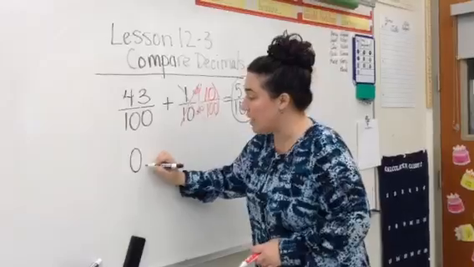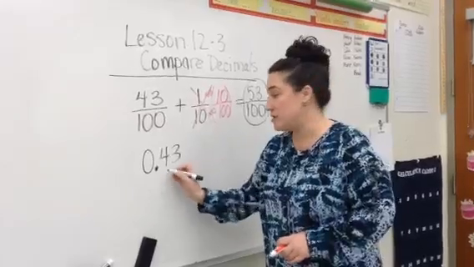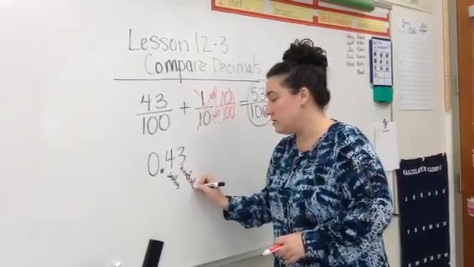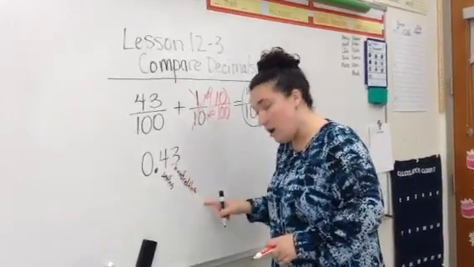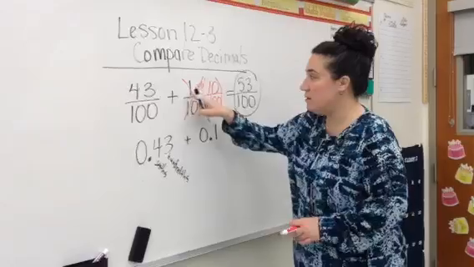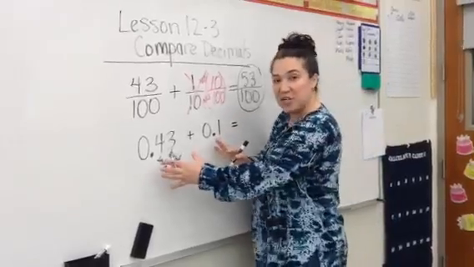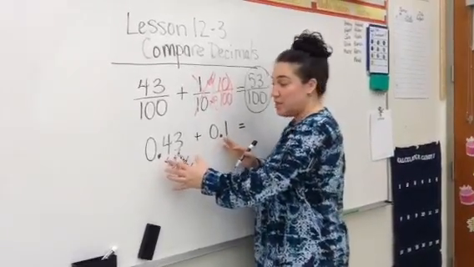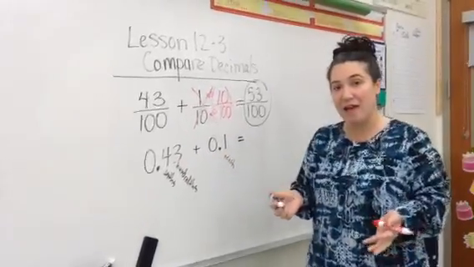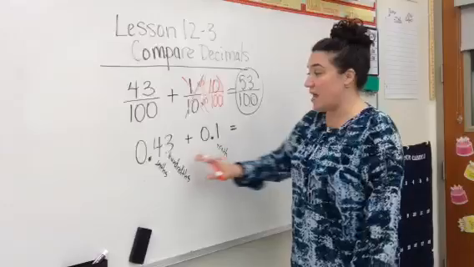43 hundredths could also look like this. No wholes and 43 hundredths. Here's my tenths. Here's my hundredths. So this is 43 hundredths plus no wholes and 1/10. When we're adding a fraction like this, I want you to keep thinking to yourself, do my denominators match? I have hundredths here and tenths here. Am I going to be able to add that? Well, yes, but it's a lot less confusing if I have the same denominators.